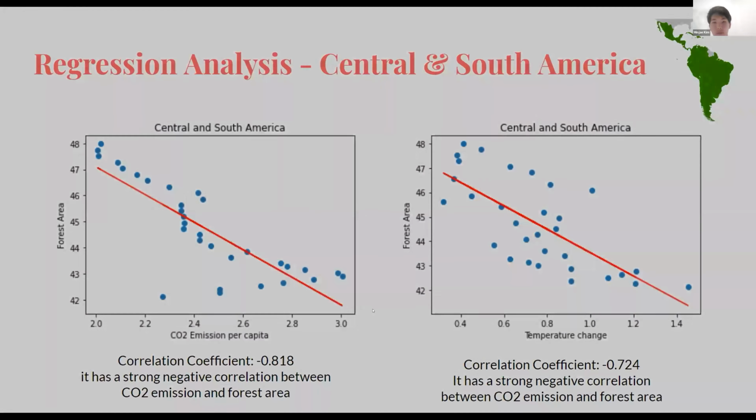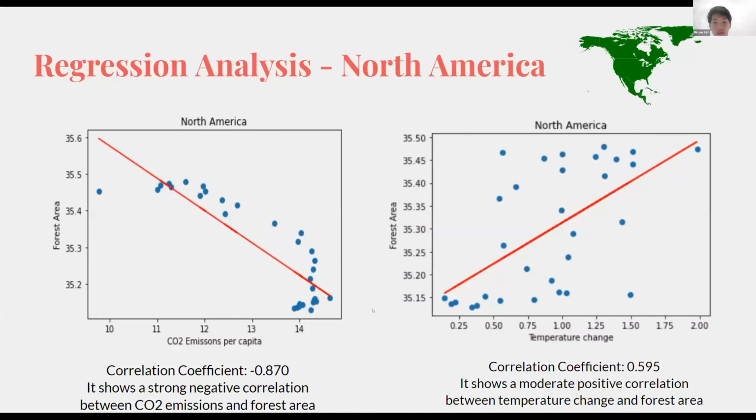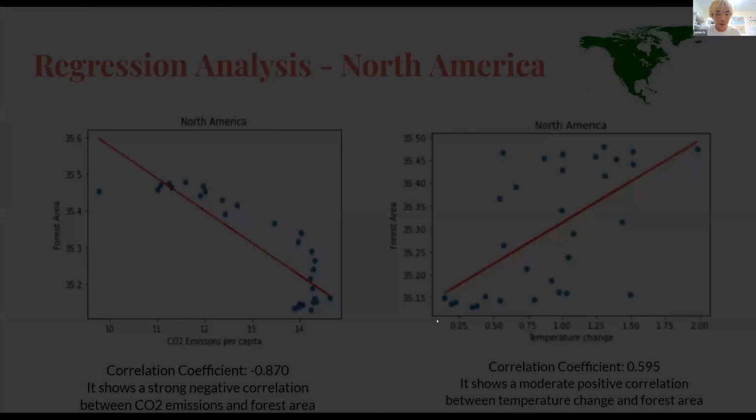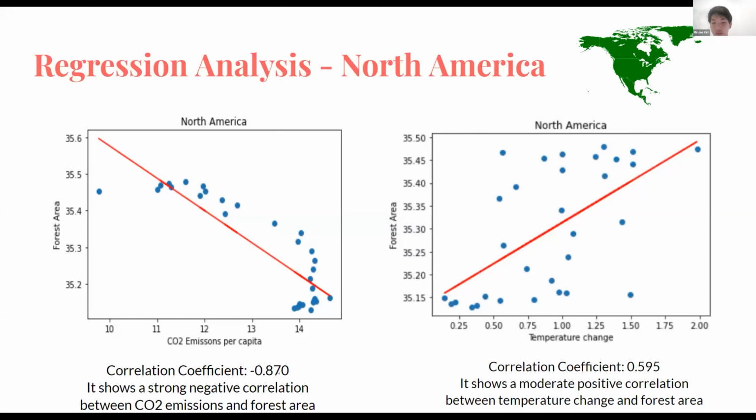We showed in our code here, from scipy stats import Pearson R. This is the one we use for our correlation coefficient. Right. So how accurate is your linear regression? That's what I'm asking, just as the number shows here.